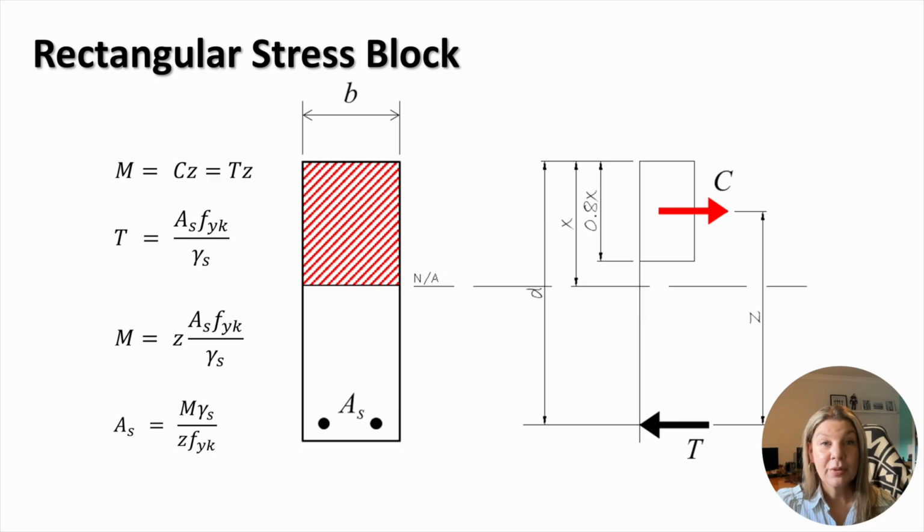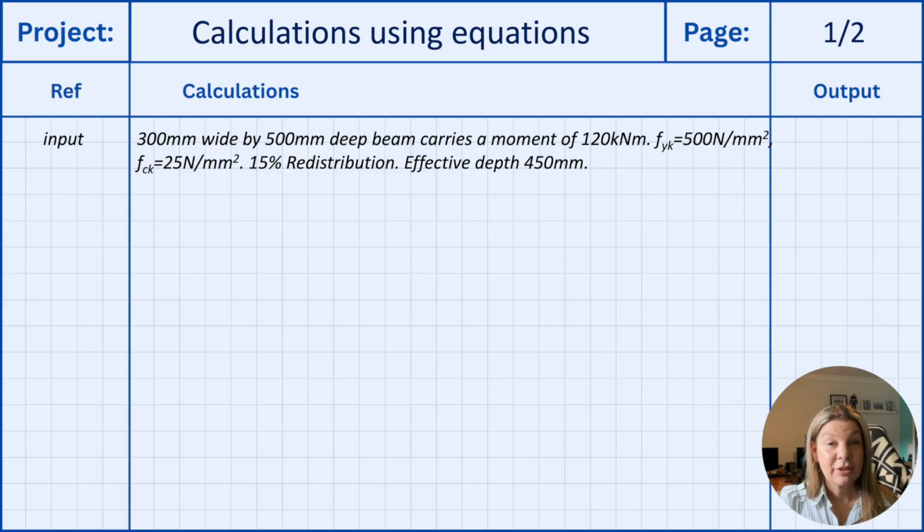If the moment is known, the required area of steel AS can then be found as the following. Let's now demonstrate the application of the design equations with an example. For this example, we will consider a beam with a cross-section of 300 mm wide and 500 mm deep. The effective depth is given to us as 450 mm.